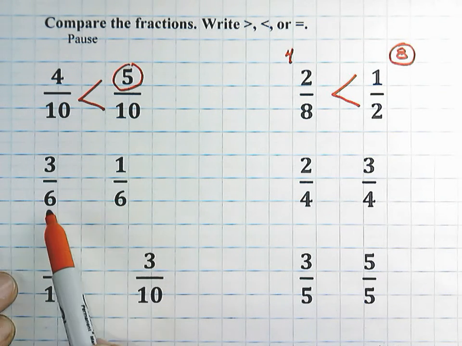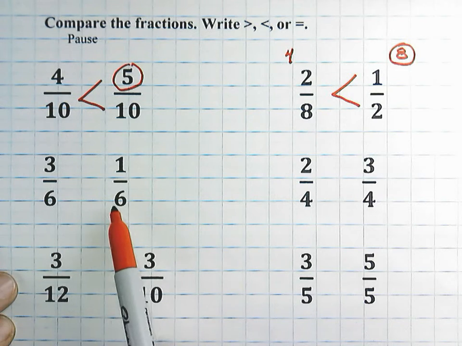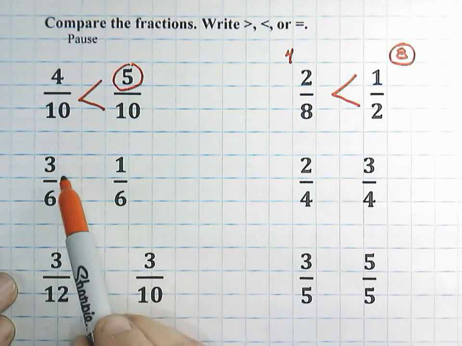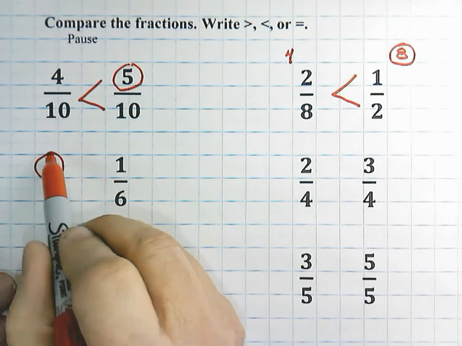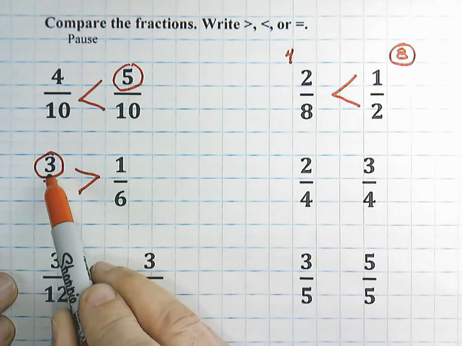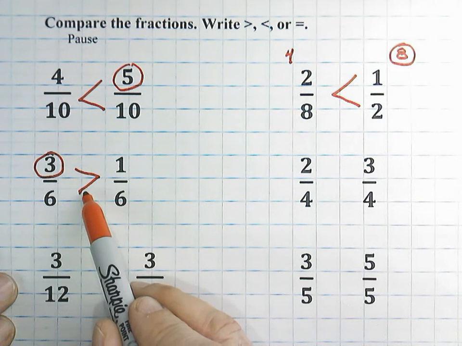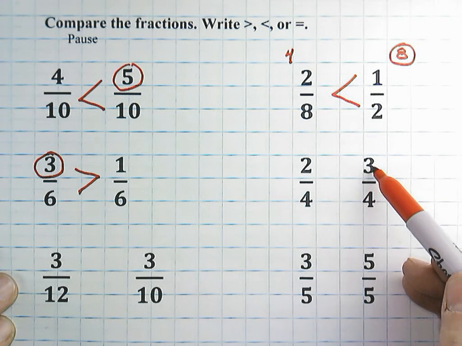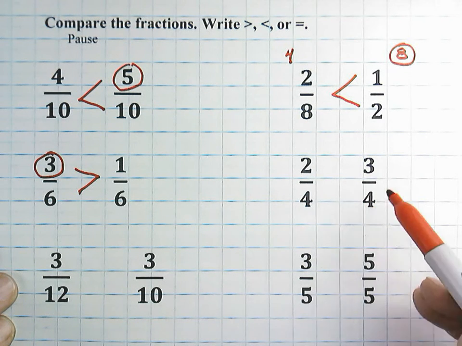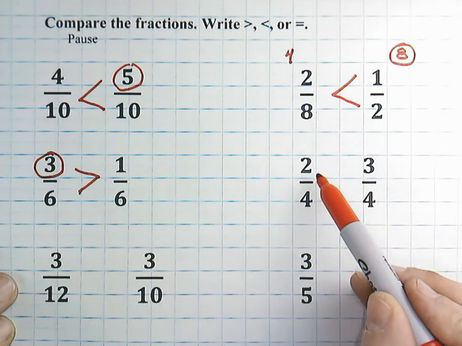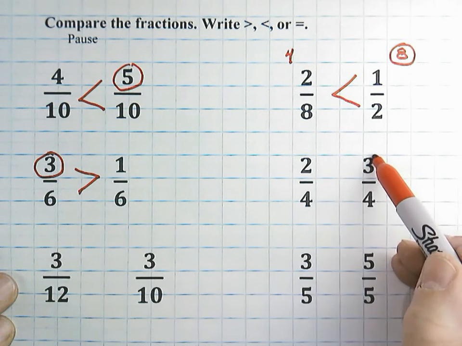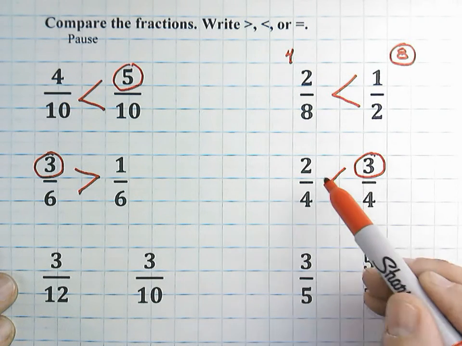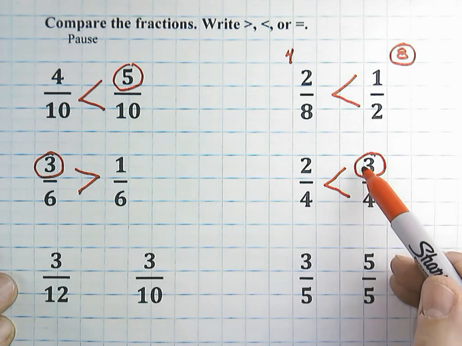3/6 compared to 1/6, apples to apples, right? 6 to 6. So because the denominators are the same, we can just compare the top. 3 is greater than 1. We would read this as 3/6 is greater than 1/6. 2/4 compared to 3/4, apples to apples, right? 4 and 4 are the same, which means that we just need to check our top, and I can see that 3 is greater than 2. So we would say that 2/4 is less than 3/4.